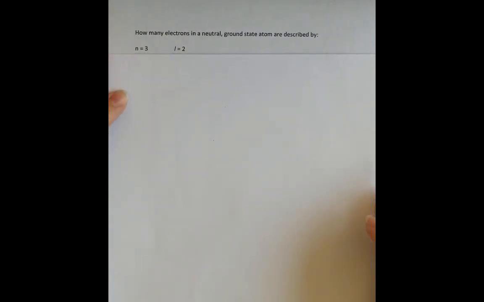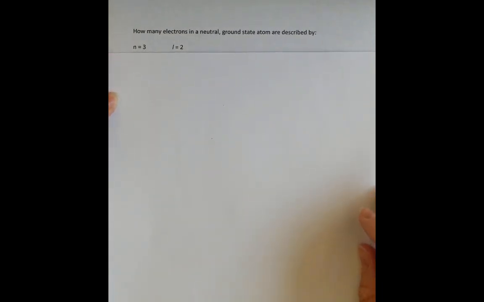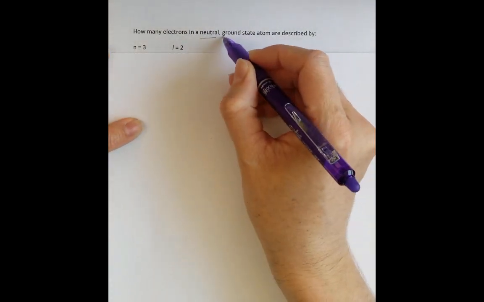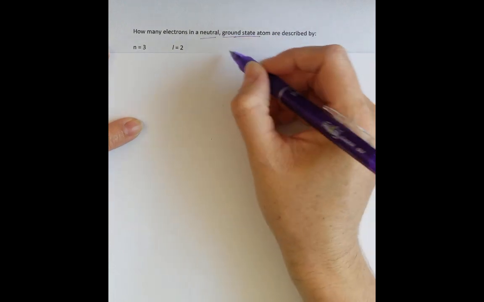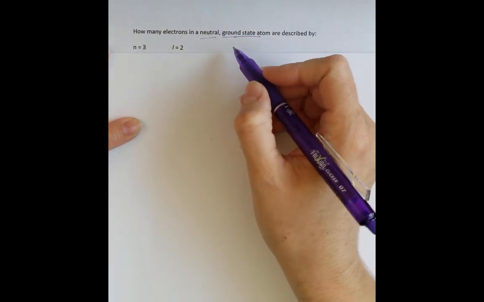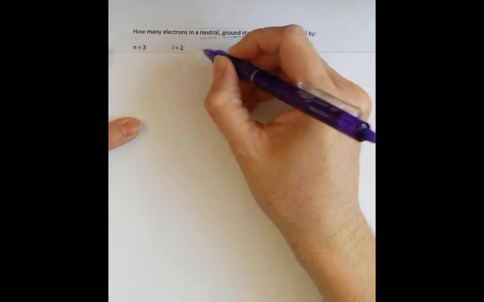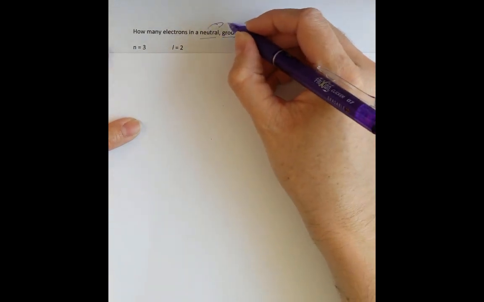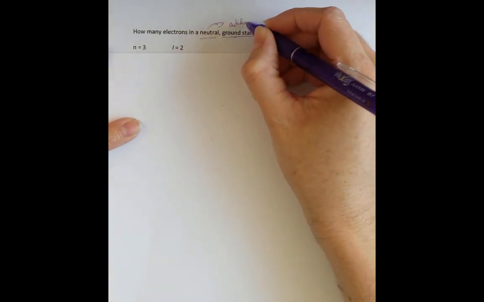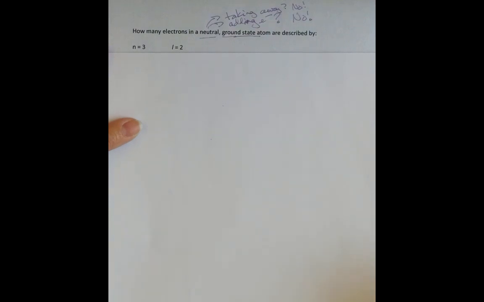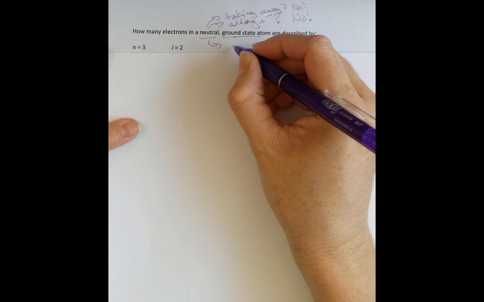So this is a common question that students will ask or get a little bit stumped on. First of all, this idea of a neutral ground state atom. What this is telling you is that we're basically going to follow the rules that we've set up in the past. Really what I mean is that it's neutral, so you don't have to worry about adding or removing electrons. Since it's neutral, we know that it has the same number of electrons as protons.